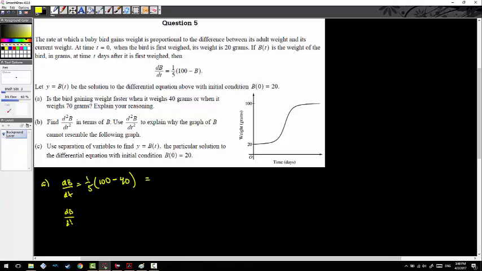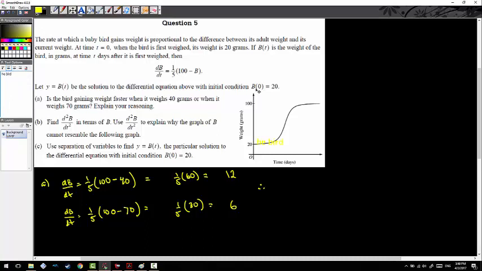And I'm going to find out the exact same thing, except this time the conditions are under which the bird is 70 grams. Okay? So what does that get me? It gets me 1/5 times 60. Here it gets me 1/5 times 30. Okay? So that's 12 and that's 6. So therefore we can say the bird is gaining weight faster when it is 40 grams. Boom. That's it. 12 is bigger than 6. That's all we need to know. So part A is relatively straightforward.